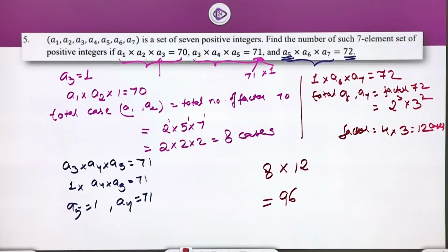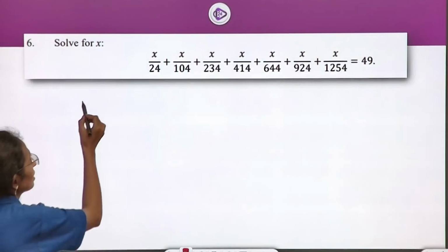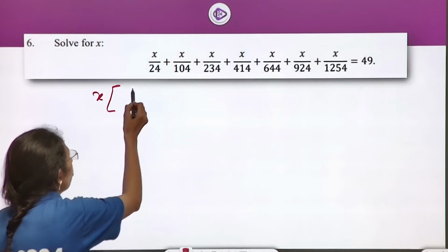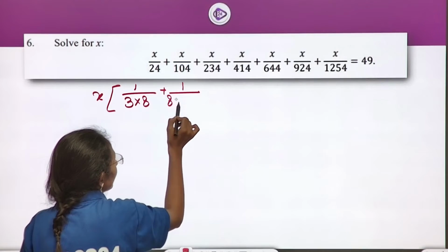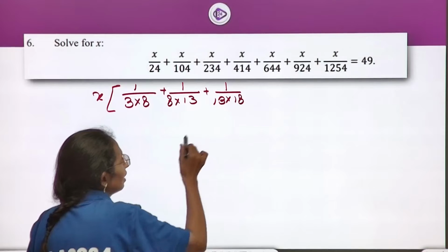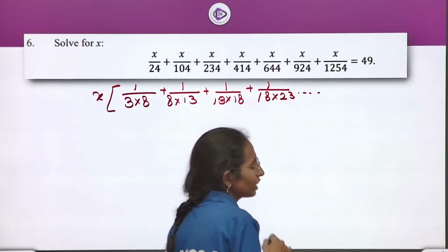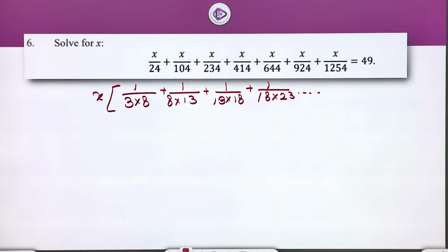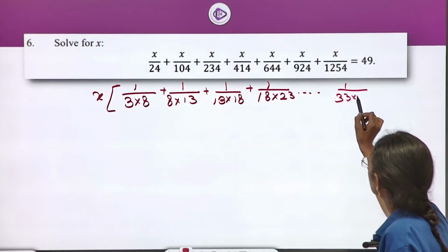Okay. Now coming to the sixth question. This value is given to us and we have to find the value of x. We can take x common from the numerator first of all. 1 upon 24, where 24 can be written as 3 into 8. 1 upon 104, 8 into 13. Then 1 upon 234, that is 13 into 18, plus 1 upon 414. 414 is 18 into 23, and we observe that this is a pattern of a telescopic series, where the denominator is broken into a product of two numbers having the same difference. In the same way, the last term will be 1 upon 33 into 38.